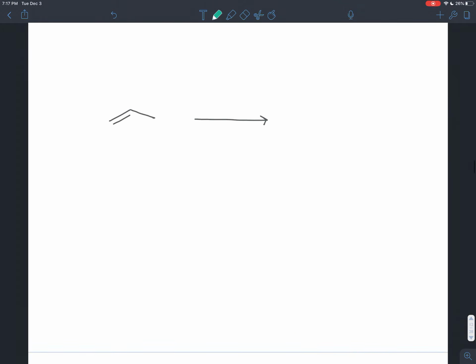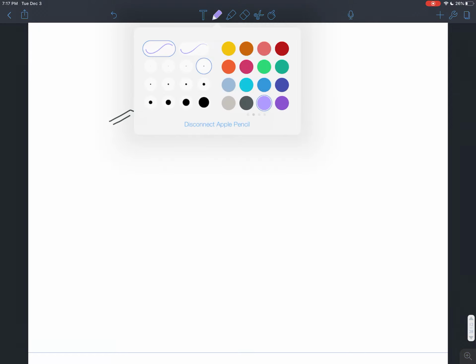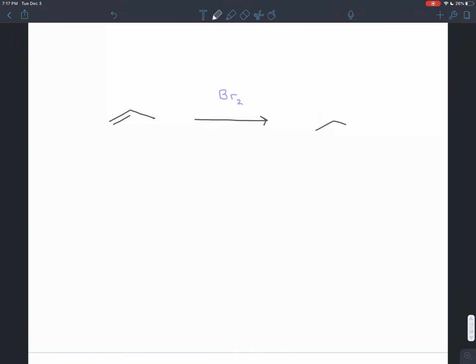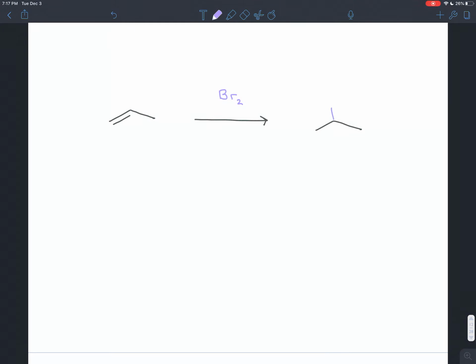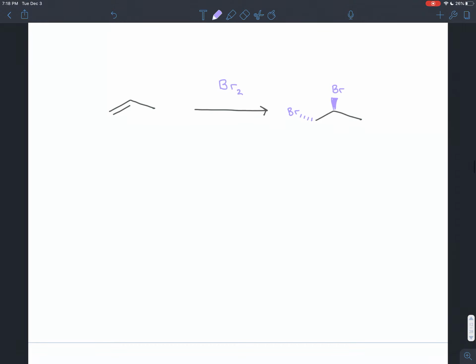So let's say you have an alkene rather than an alkane, and you treat it with Br2. This is a reaction that we know from the alkene addition chapter. This is bromination. You can take your original molecule, erase the pi bond, and add the two bromines anti to each other. So if you add Br2, you would get the two bromines anti to each other. And in this case, you would also get the enantiomer.